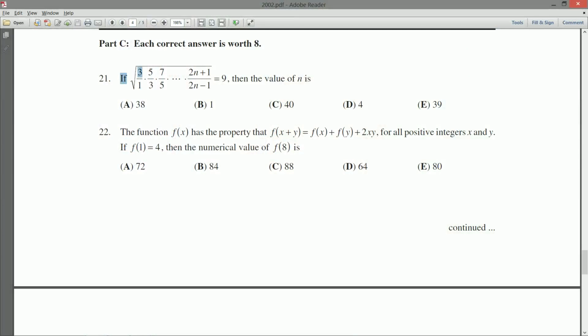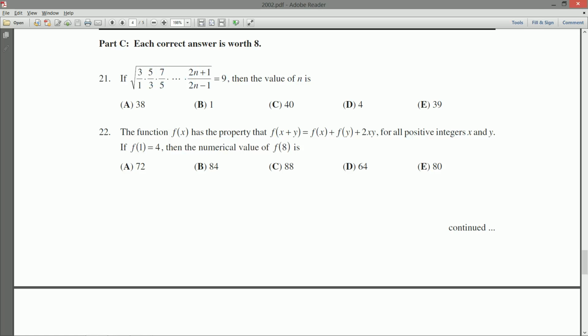So, if the square root of 3 over 1 times 5 over 3 times 7 over 5 times, and then this pattern continues on. We're only using odd numbers, and we start with 1 on the bottom, and then the next odd number, 3. And then we duplicate that 3, and then the next odd number, 5. Then a 5 on the bottom, and we duplicate that odd number, it's 7. And we go all the way up to a certain pair of odd numbers. 2 to the n minus 1, which is an even number minus 1, so it's going to have to be odd. And 2 to the n plus 1 on top.